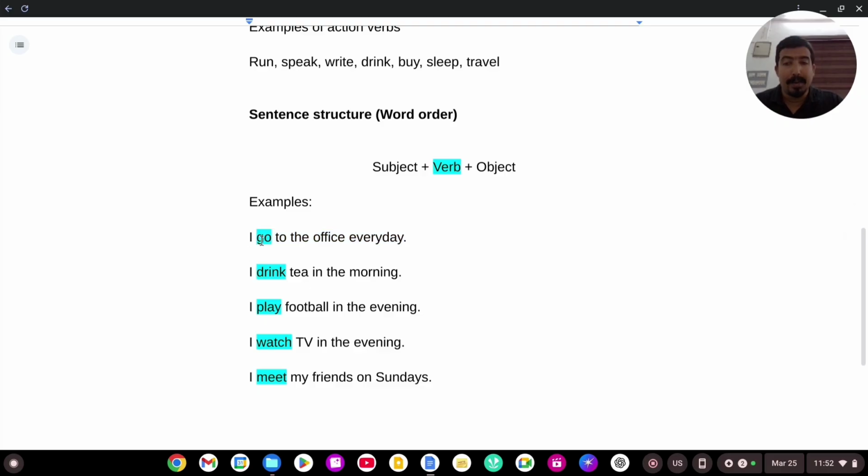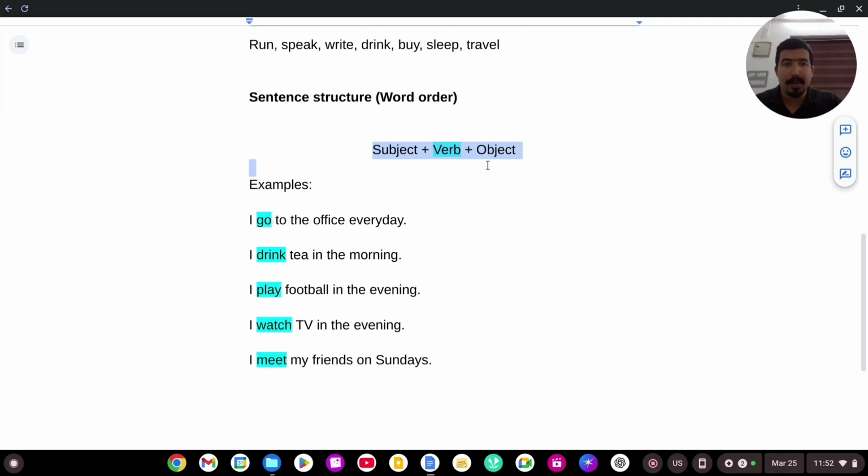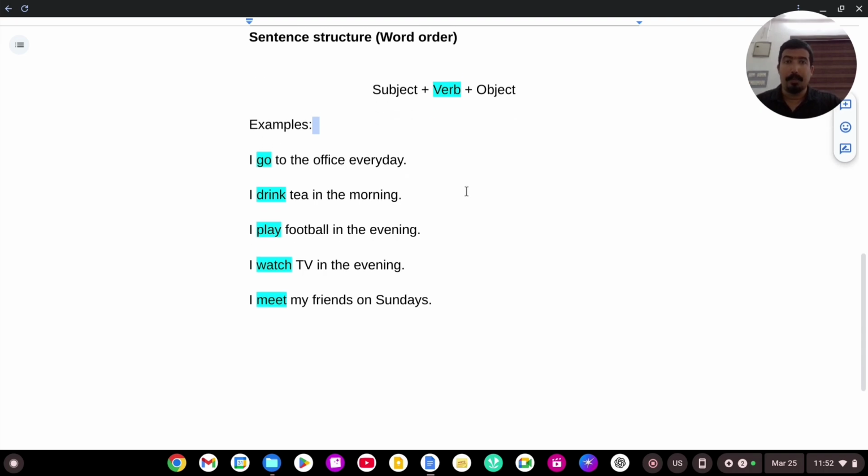I go to the office every day. I have already highlighted the word go in blue color, right? That is a verb. So I is the subject here, go is the verb, and the office is the object part. I go to the office every day. So go is the verb here. You can clearly see, I go to the office every day. Go comes in the middle. That is what I am talking about. Subject plus verb plus object. Never forget this. Otherwise, when you frame an English sentence, you may make a mistake there.